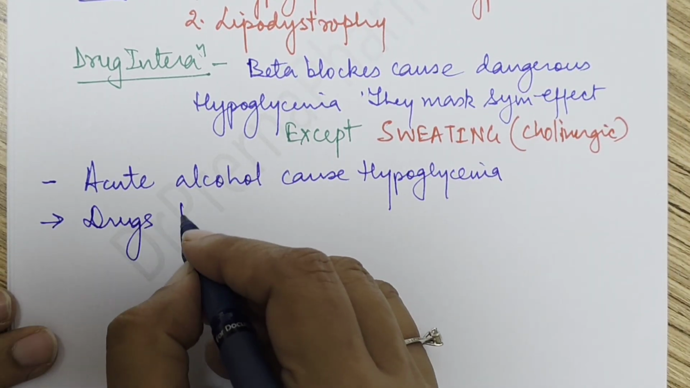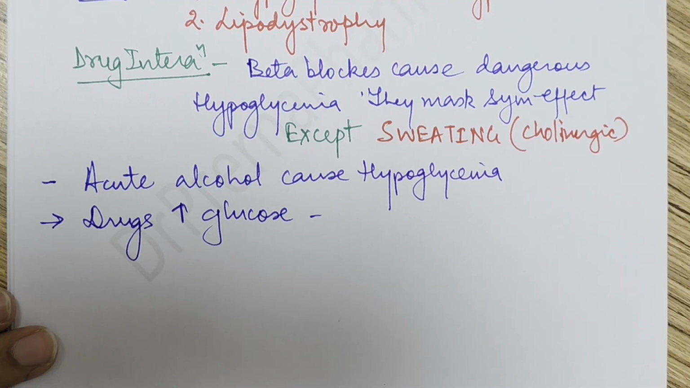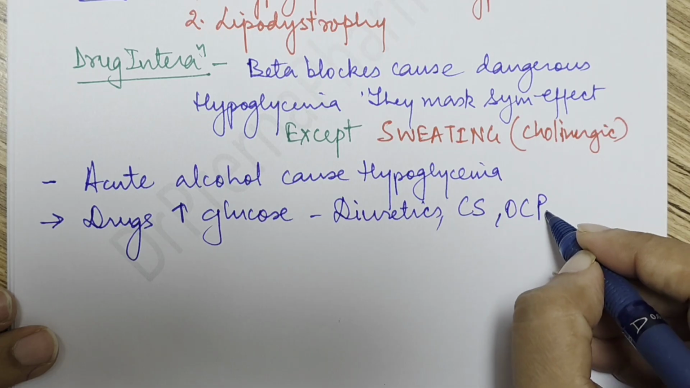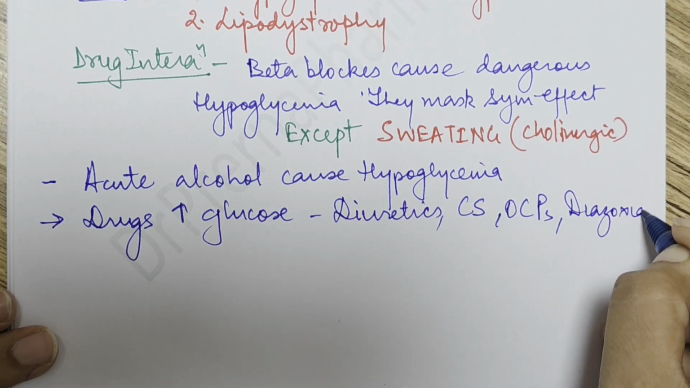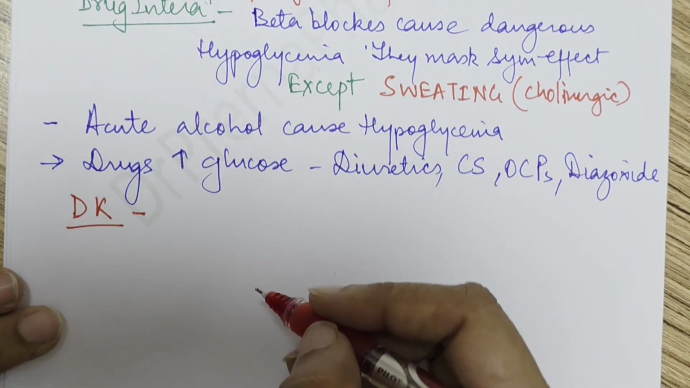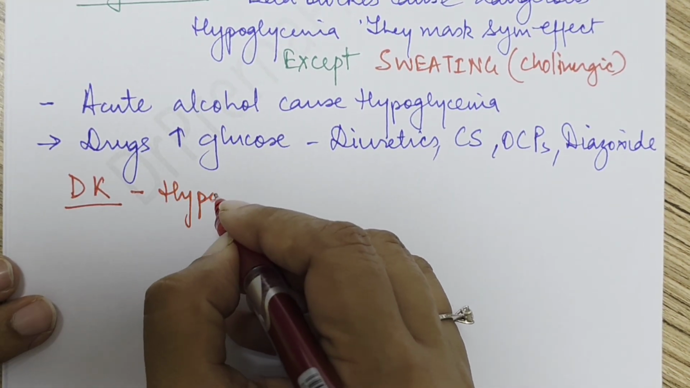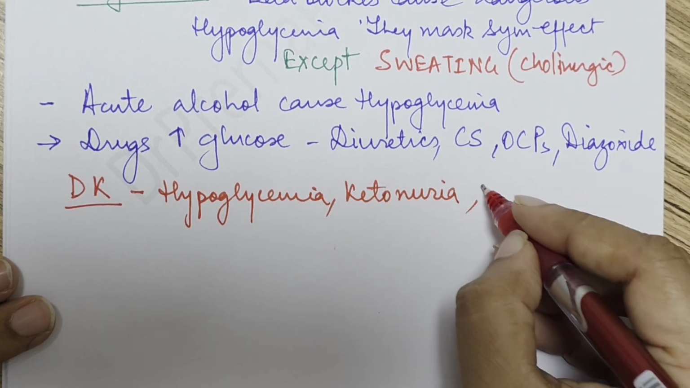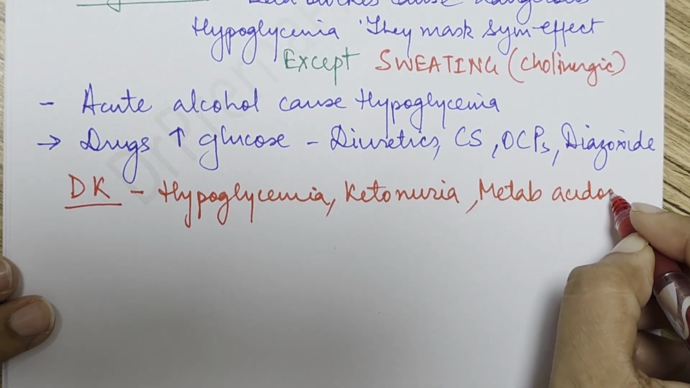Then some drugs increase glucose and so they reduce the effect of insulin, which are diuretics, corticosteroids, OCPs, diazoxide. Okay, so these are some drugs which will inhibit the action of insulin. Then coming to DKA, it presents with hyperglycemia, ketonuria, and metabolic acidosis. Right?